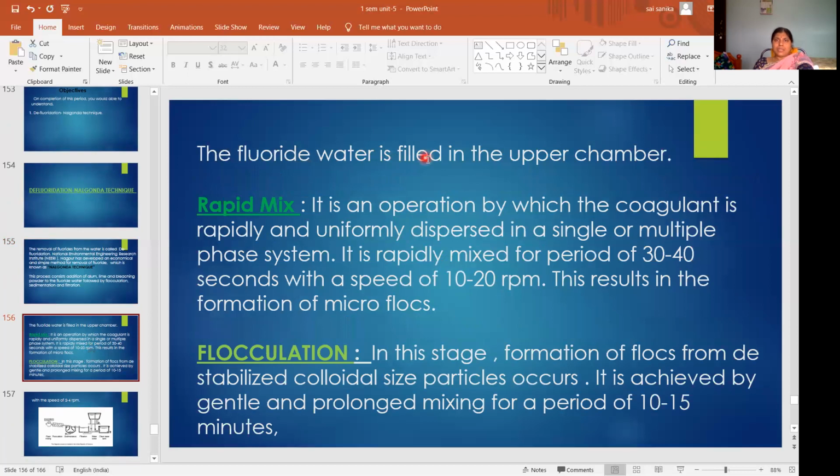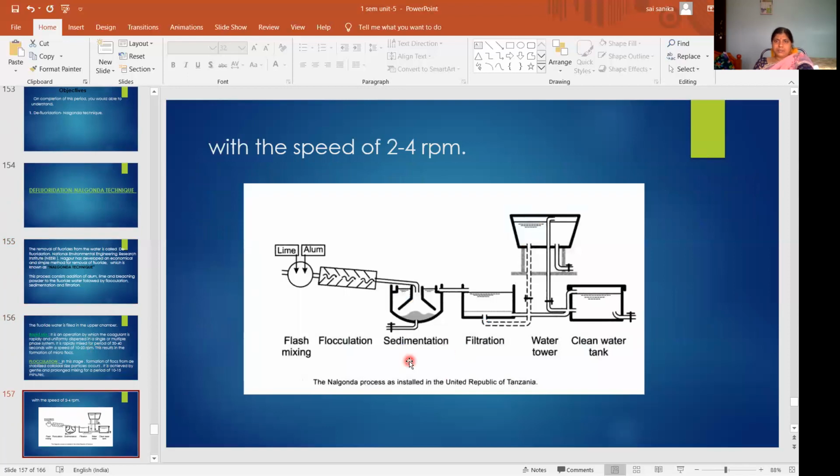The fluoride water is filled in the upper chamber. So first see here, this is the diagram.